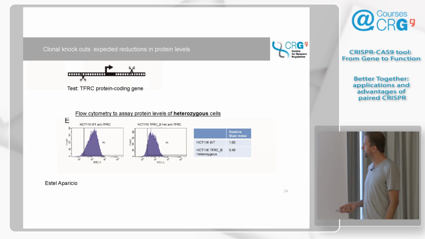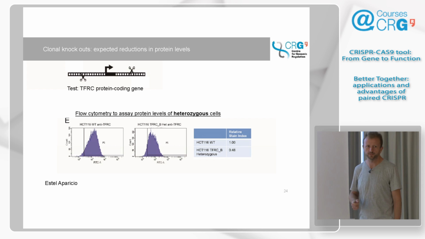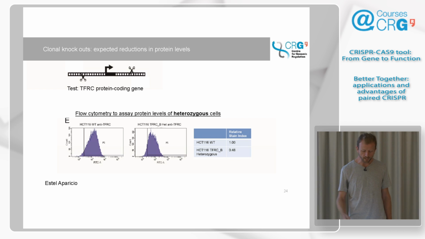But what was nice in the heterozygous cells, with the genotyping which I just showed you, is that if you do FACS on the wild type or the mutant cells, we see exactly half the level of protein that we expected. And we also saw half the RNA. It was actually very precisely half.